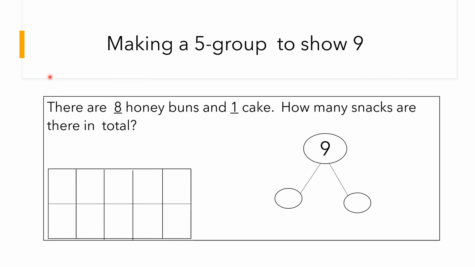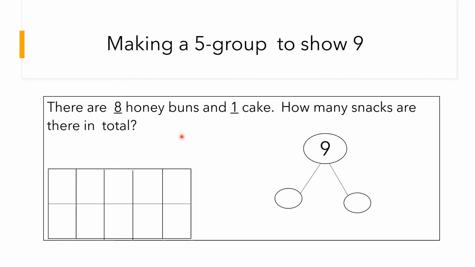Okay, kindergarten, here's one more number story. Let's read it together. There are 8 honey buns, yummy, and 1 cake. How many snacks are there in total? Remember, total means all together. Okay, kindergarten, you know exactly what to do. Your job is to make a 5 group to show 9 in 2 parts.